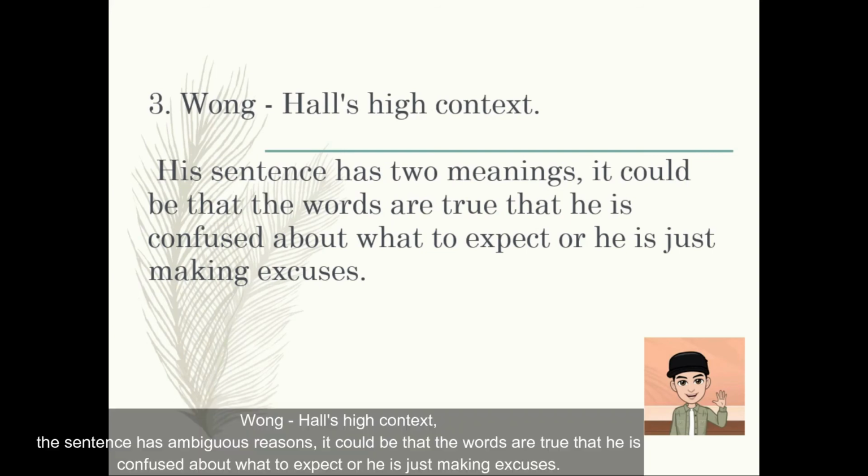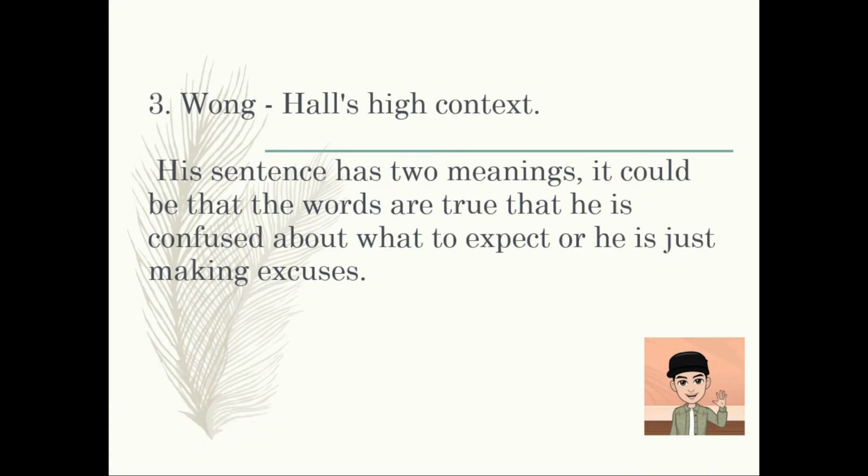Number 3 is Wang. Hall's high and low context. His sentence has two meanings. It could be that his words or his statement is true, that he is confused about what to expect, or he's just making an excuse for not joining the meeting that Joanna has made.